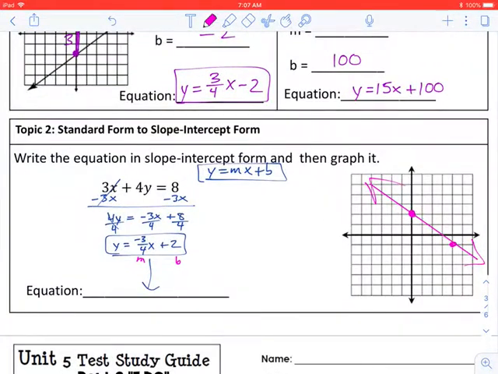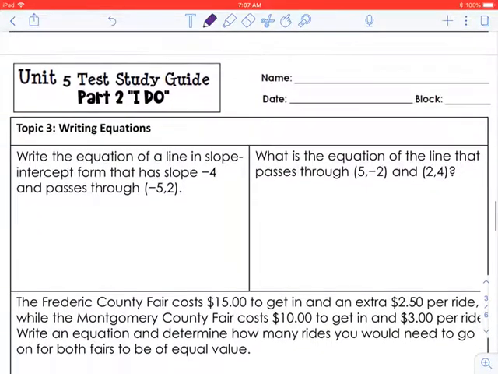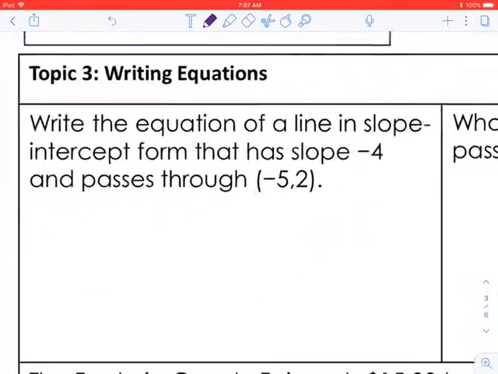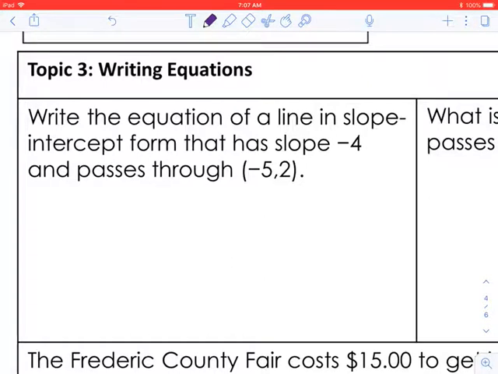So there's our first page. So on to the back, for the I do, we have, again, write the equation of a line in slope-intercept form that has a slope of negative 4, but this time we have a point, x1 and y1.